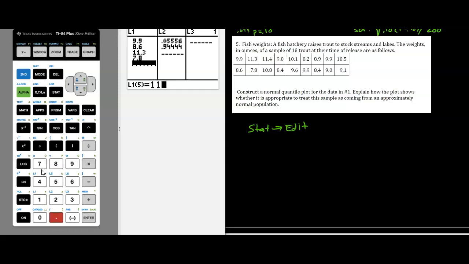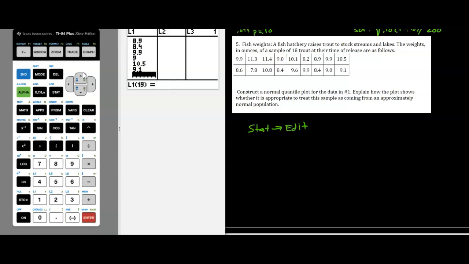And then we have 11.4, 10.8, 9.0, 8.4, 10.1, 9.6, 8.2, 9.9, 8.9, 8.4, 9.9 again, 9.0, 10.5, and the last point, 9.1.